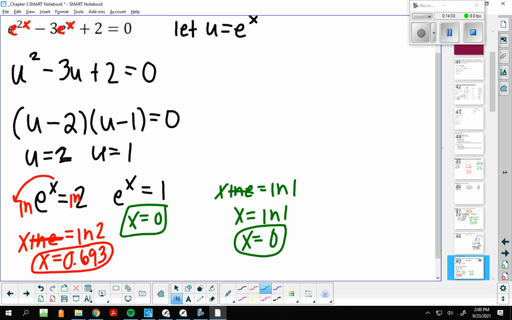Can you just take the natural log of what u equals? Because it's the same thing. I see what you're saying. So you take the natural log at this step. You could, but you're going to have to plug e back in at some point. Oh, yeah. So I would just replace it, then solve the exponential equation.